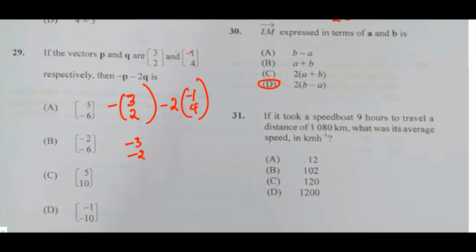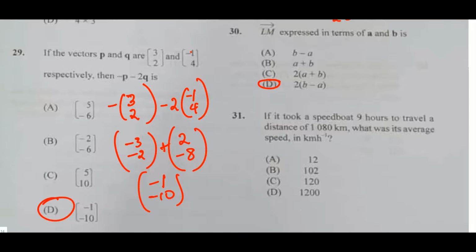Now, let's clear this one here. So negative 2 times, so we have plus, negative 2 times negative 1 gives me positive 2, and negative 2 times positive 4 gives me negative 8. So negative 3 plus 2 gives me negative 1, and negative 2 plus negative 8 gives me negative 10. So our answer would be D. Careful with your signs. Be very careful with your signs.